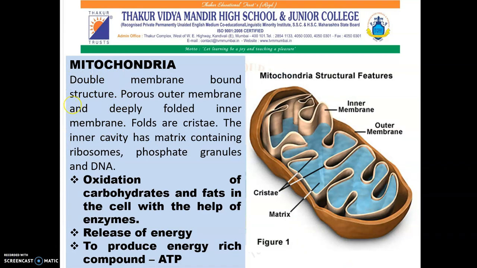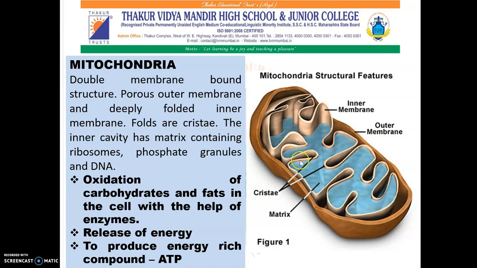Next is mitochondria. Now, each cell requires energy, and this energy is produced by mitochondria, and that is why they are also called the powerhouse of the cell. Under the electron microscope, a mitochondria is seen as a double membrane structure. You can see over here there is one outer membrane and the inner membrane. The outer membrane is porous and the inner membrane is deeply folded. These folds are called cristae.